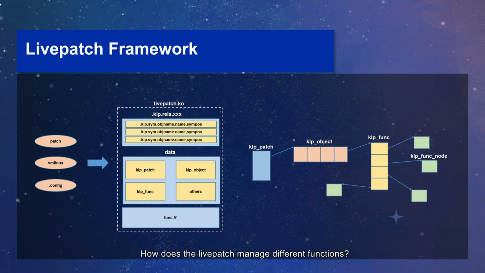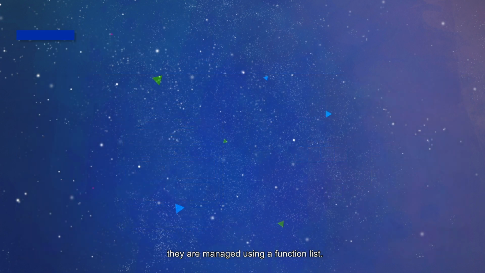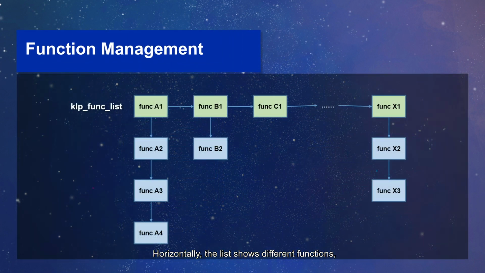How does the Livepatch manage different functions? Since a Livepatch has many functions, they are managed using a function list. Horizontally, the list shows different functions. For example, as in the picture, function A1, B1, and C1 in the picture. Vertically, it shows the modified versions of each function, such as func A2 and B2.